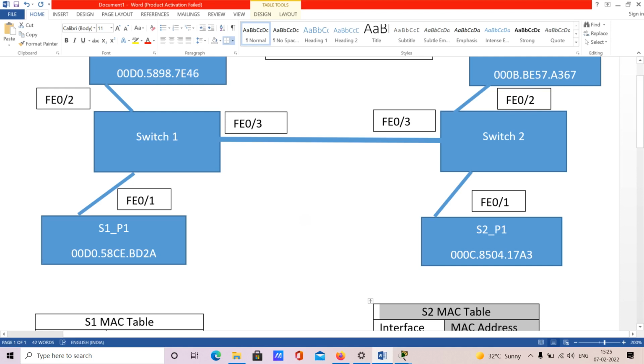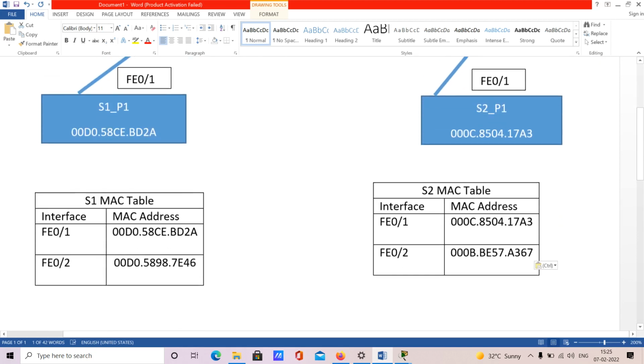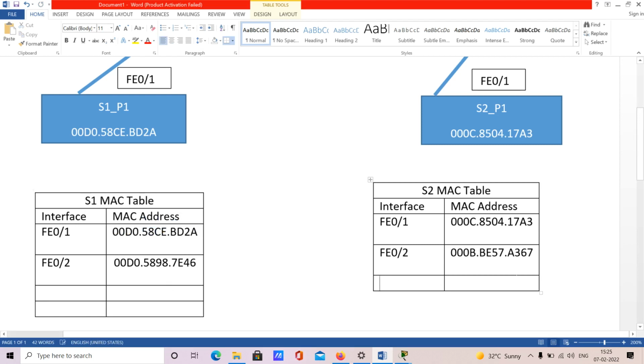Now as soon as we connect S1 and S2, यहाँ पे देखो FastEthernet 0/3 में ये connected दिख रहा है. When we connect two switches, what is going to happen? Behind the scenes, these switches exchange their MAC address tables with each other. मतलब S1 का जो MAC address table है वो S2 के साथ exchange होता है और S2 का जो MAC address table है वो S1 के साथ exchange होता है. Behind the scenes, they keep on exchanging. The moment they exchange, it is for sure the entries are going to be added in both.